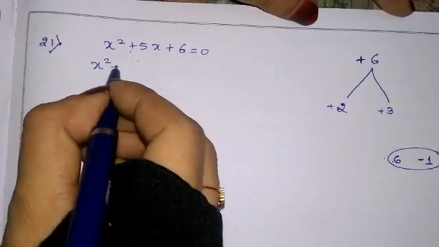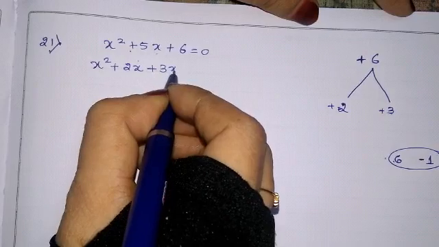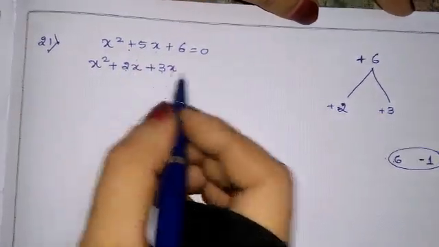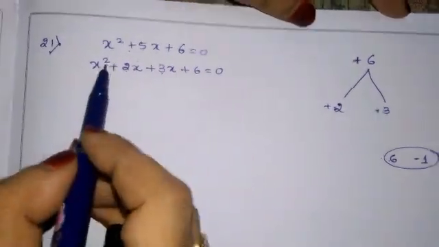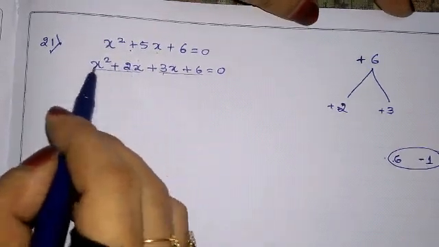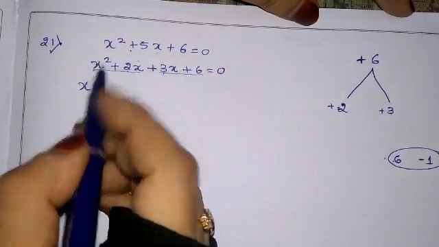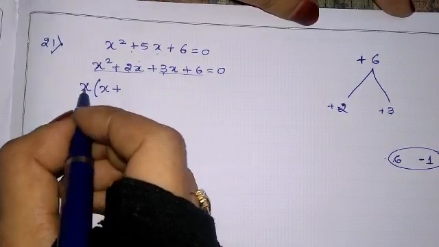x square plus 2x plus 3x. In place of 5x, what we have to write? 2x plus 3x plus 6 equal to 0. Now we have to take common between these two and these two. Here we can see x is common. I'll take out x common. 1x is left out. Plus sign as it is. x already have taken common.